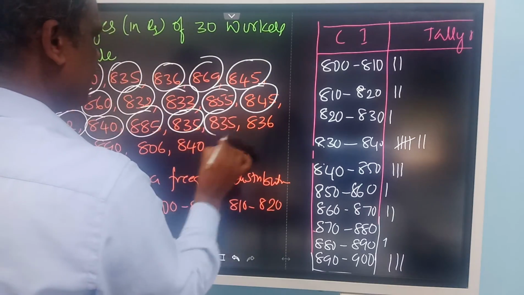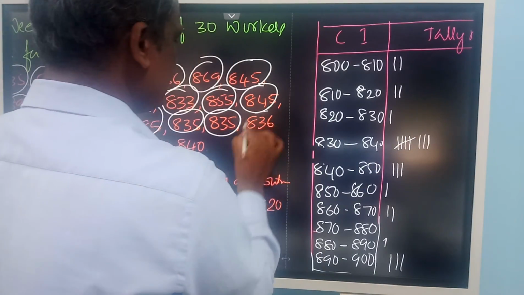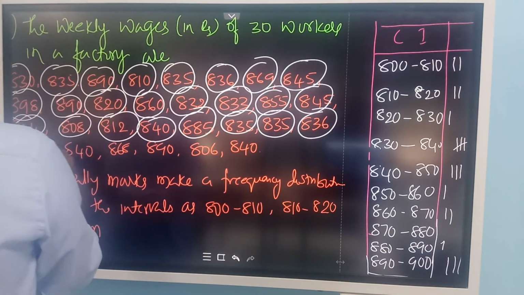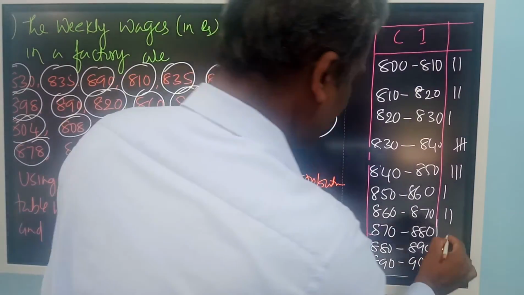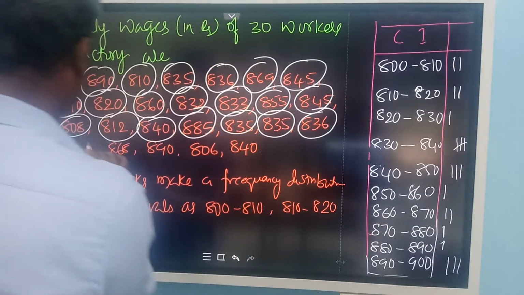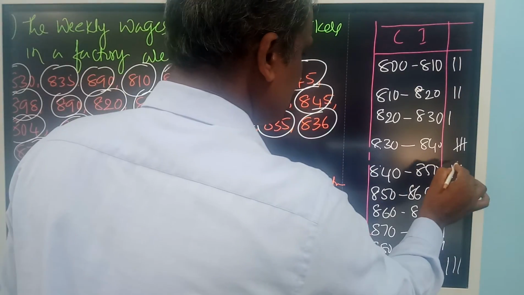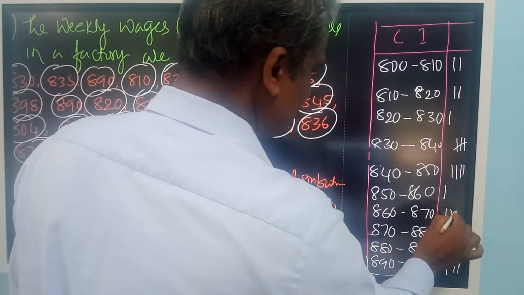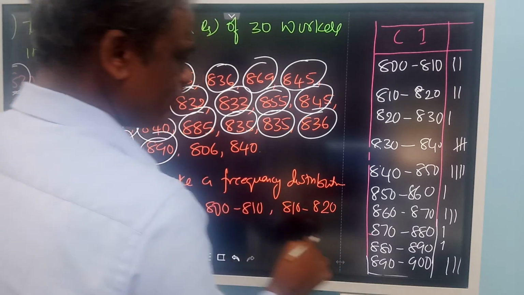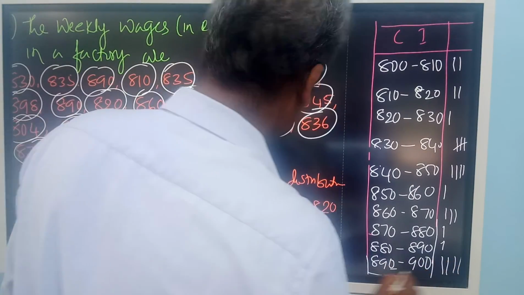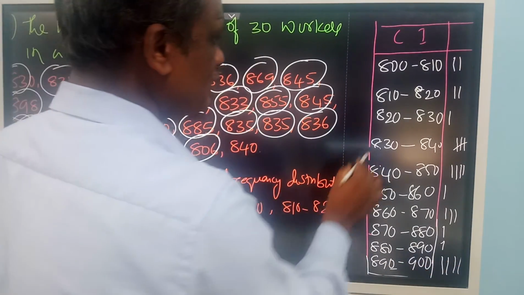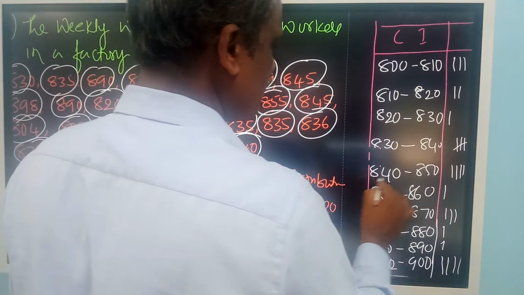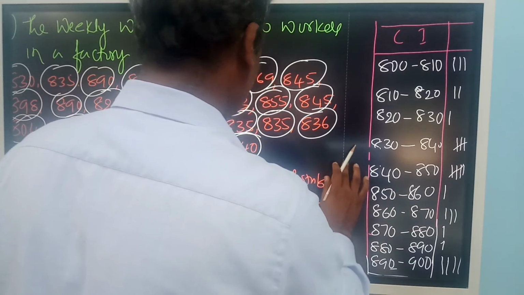Then again 835, same group. 836, same group. Then 878, this group. Then 840, this group. Then 868, this group. 890, the last group. Then 806, the first group. 840, this one, the fifth one.